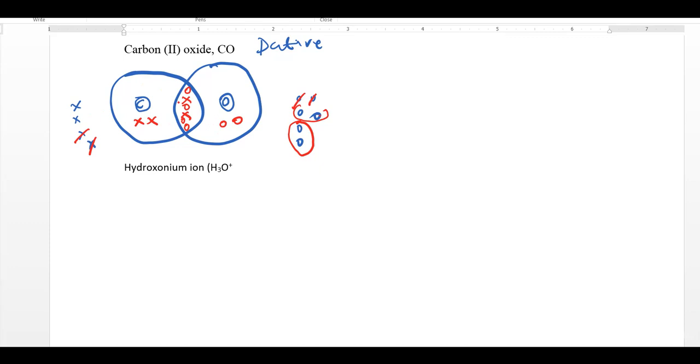So inakuwa dative kwa sababu oxygen inapeana electrons zake hapa ndani mbili to be shared, a pair of electrons. So this is how we draw it. You can as well draw it as O, C, and then this way. Here 1 2, here 1 2. This one is also allowed.